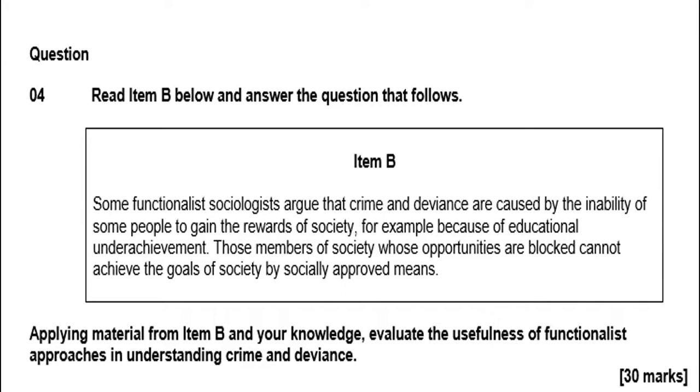So we can see classic format, you've got an item: apply material from item B and your own knowledge, evaluate the usefulness of functionalist approaches in understanding crime and deviance. It says in the item, some functionalist sociologists argue that crime and deviance are caused by the inability of some people to gain the rewards of society, for example, because of educational underachievement. So we could have Merton's strain theory here. Those members of society whose opportunities are blocked cannot achieve the goals of society by socially approved means. So again, a bit of Merton there in terms of the strain theory.